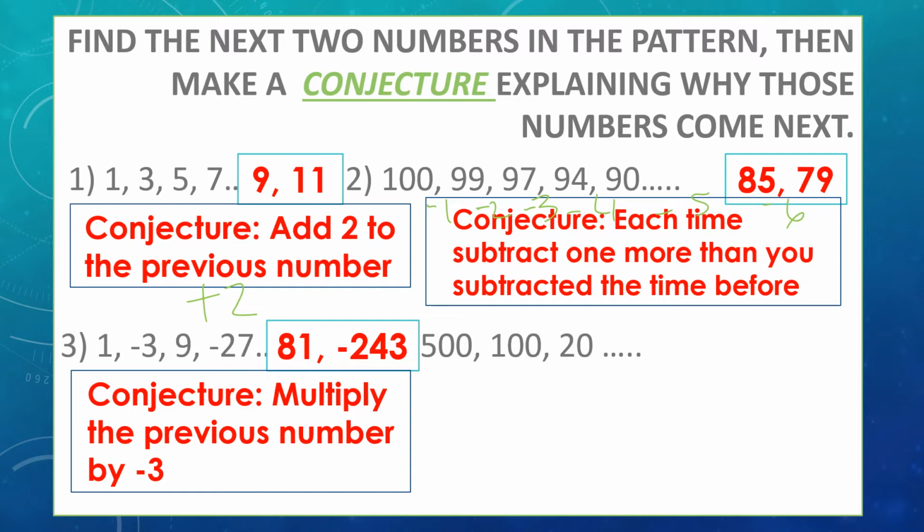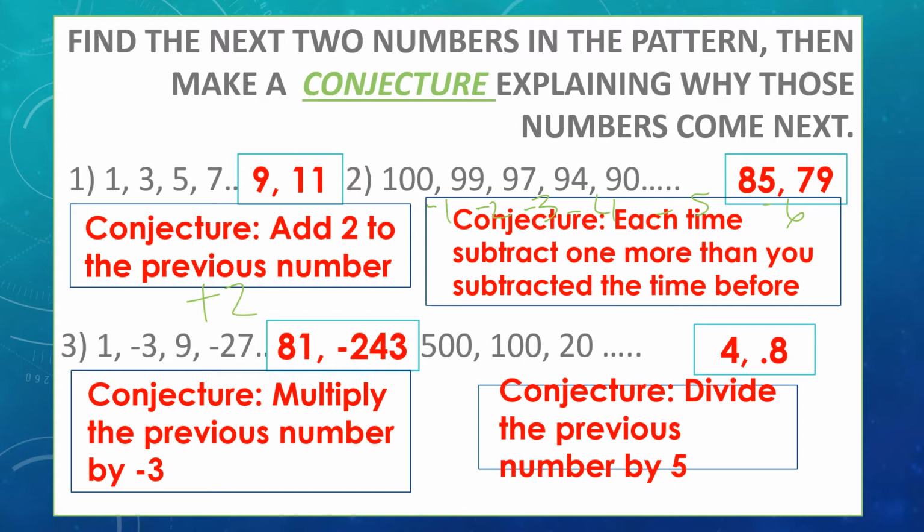Number 4, when you go down by a big number like this, like from 500 to 100, and then you go from 100 to 20, it has to be division, okay? So 500 divided by 5 is 100. 100 divided by 5 is 20. 20 divided by 5 is 4. 4 divided by 5 is 0.8. So the conjecture would be divide the previous number by 5.